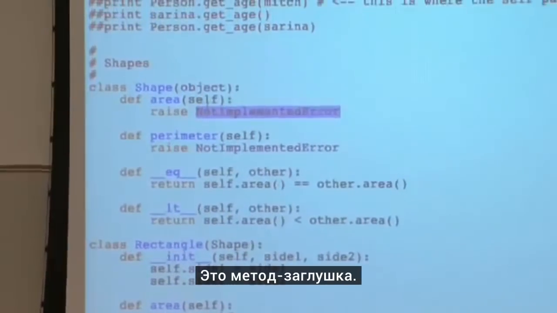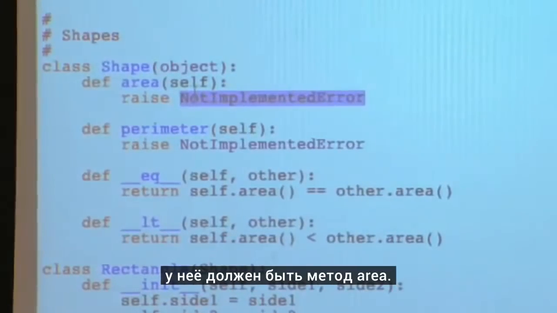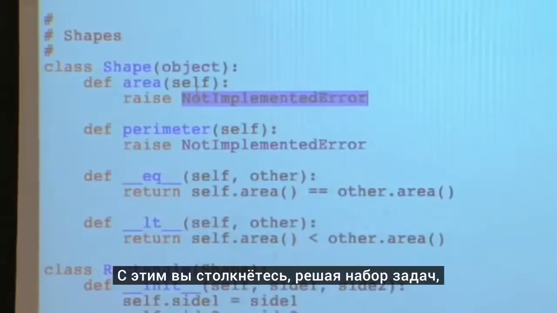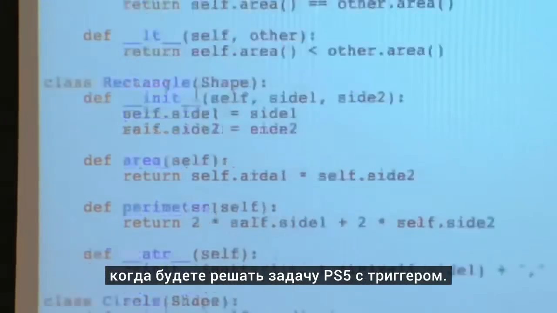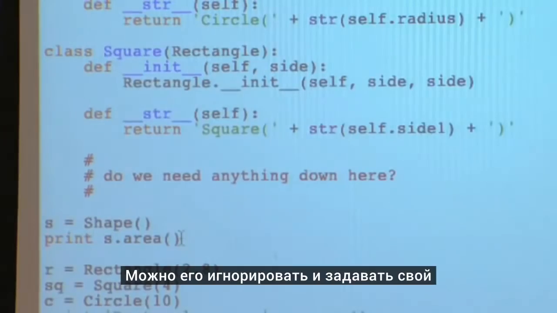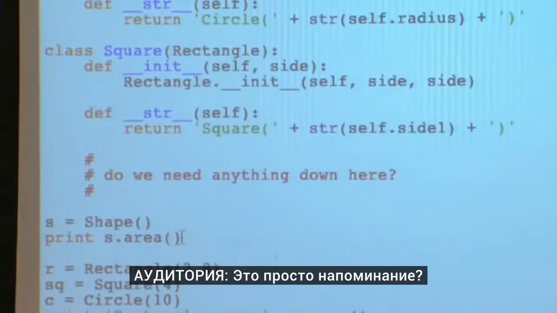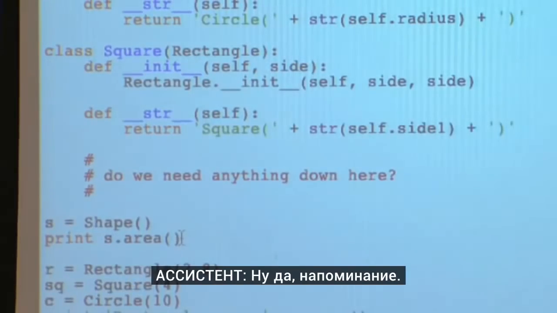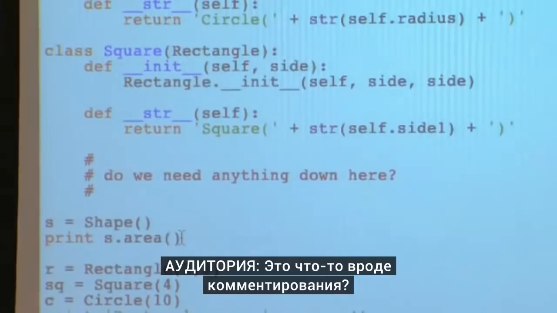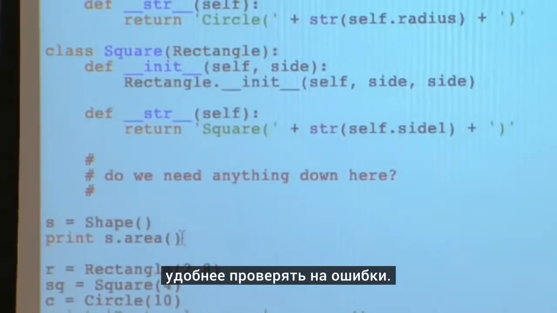This method is a placeholder. It's saying that if I have a shape, it should have an area method. All right. And this is something that you should see on your problem set when you're doing PS5 with trigger. But it doesn't do anything on its own. You can ignore it and just put an area for circle. Yeah. It reminds you. It's like commenting, except that you get a little bit nicer error checking.